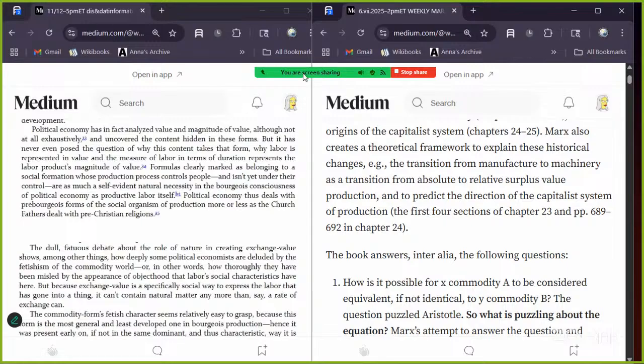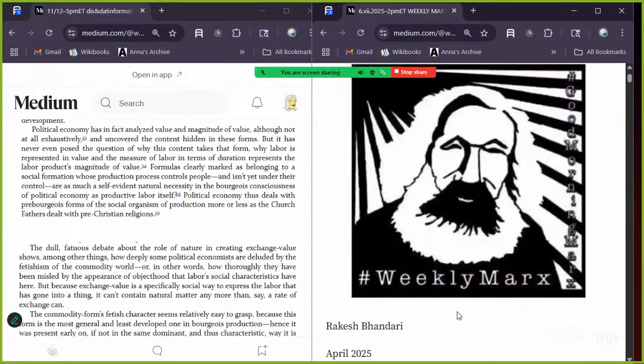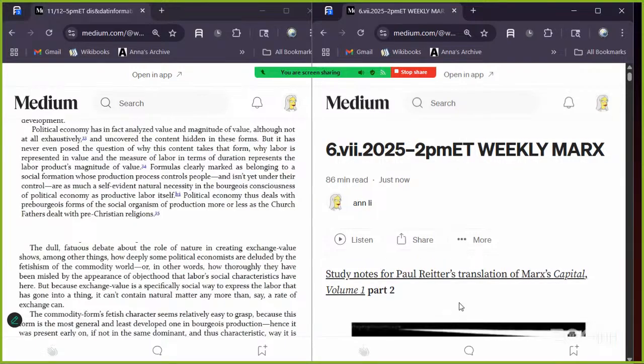So that's my little presentation on this. This is the 6th of July, Weekly Marx. We've been looking at the notations by Rakesh Bhandari for Volume 1, for Paul Reitter's and Paul North's translation and editing of Marx's Capital Volume 1, the Princeton edition 2024, which is the first edition in several decades.